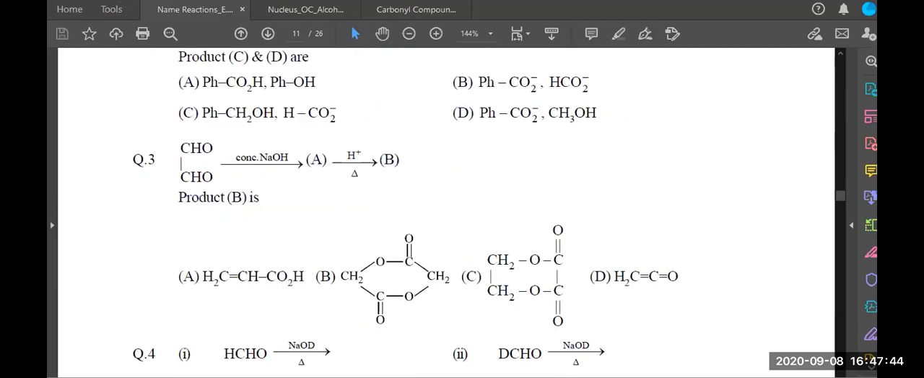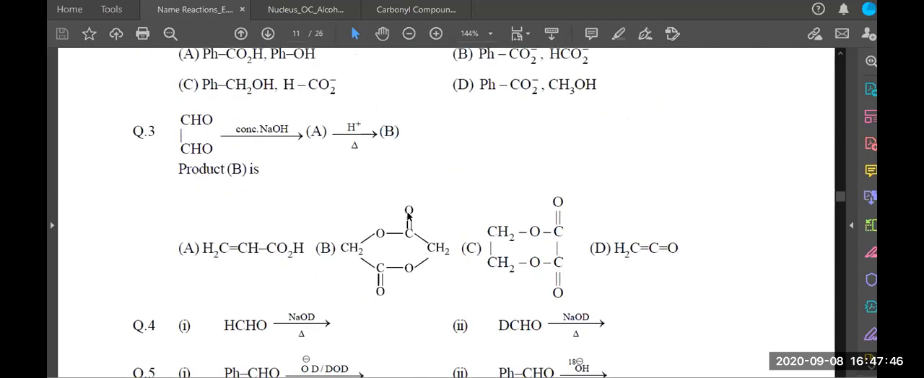But focus on NCERT. I'm again saying, Vishnu, Manoj, especially for you, focus on NCERT. NCERT should be on the tip of your tongue.